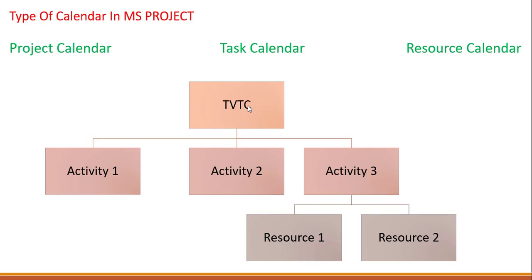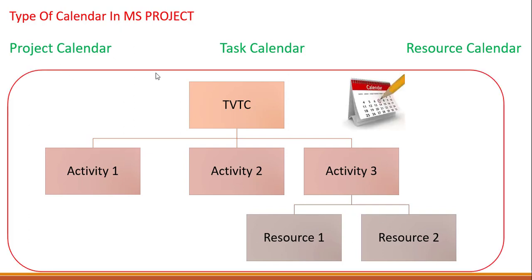Let's suppose we have one project, the TVTC project, and under this project we have different kinds of activities like activity 1, activity 2, activity 3. It could be 1000 activities in a project. Next to it, let's suppose we have assigned two resources to activity 3, resource 1 and resource 2. When we create a project calendar, it will affect the project activities and the resources. This calendar will be for the project, the activities and the resources.